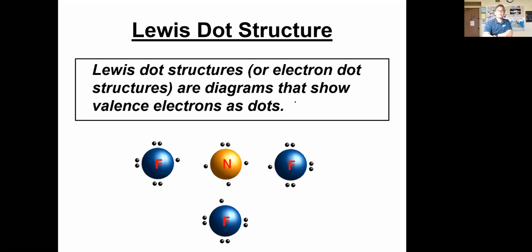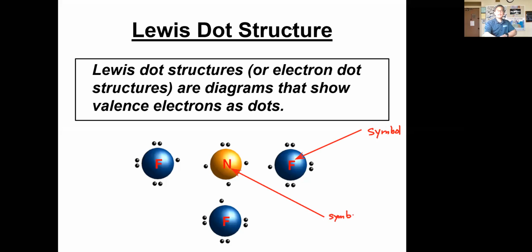So for fluorine here, you see that there is the symbol for fluorine. Again, a Lewis dot structure is going to have two parts. It's going to have the symbol for the atom, and we see that also for nitrogen right here. There's the symbol for nitrogen. Nitrogen's symbol is an N. The letter N represents nitrogen.